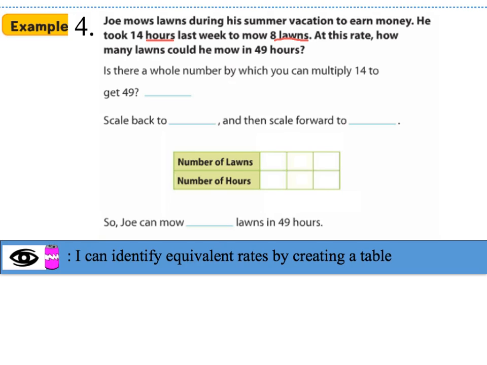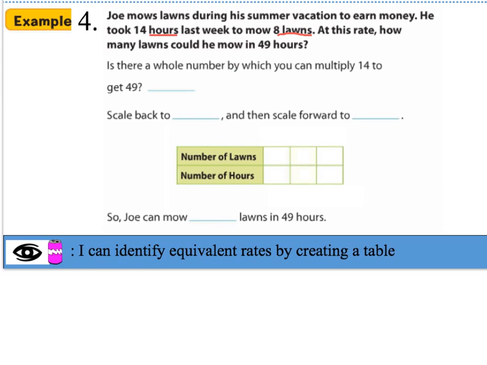It says, is there a whole number by which you can multiply 14 to get 49? So if you think of it, a number times 14, we can't multiply any number by 14 to get 49. So I'm going to write no in this box, because 14 times another number does not give me 49. So what we're going to have to do is scale back to 7, and then scale forward to get our number 49.